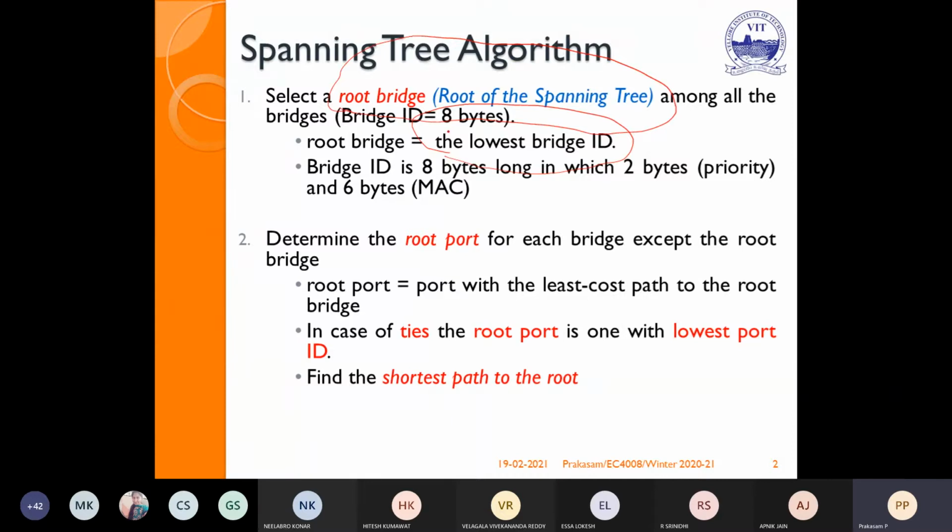The bridge ID always contains 8 bytes, in which 2 bytes are the priority and 6 bytes are the MAC. Sometimes we may give the bridge ID as 1, 2, 3, 4, or sometimes in terms of the MAC value, because bridge is working on the MAC layer, so it can be represented using the MAC address. So we select the root bridge such that it contains the lowest bridge ID. This is the first step.